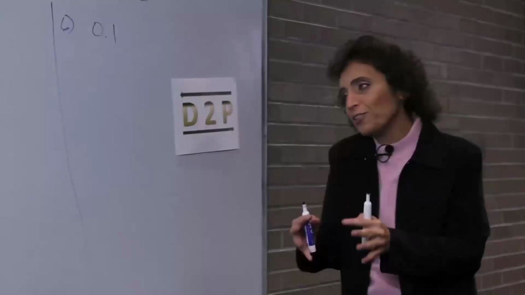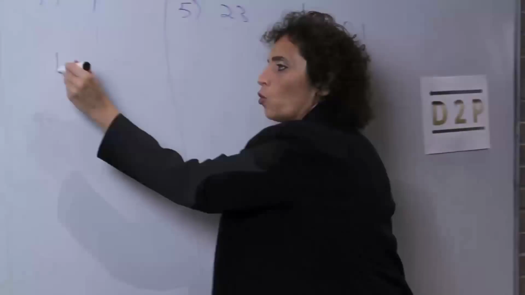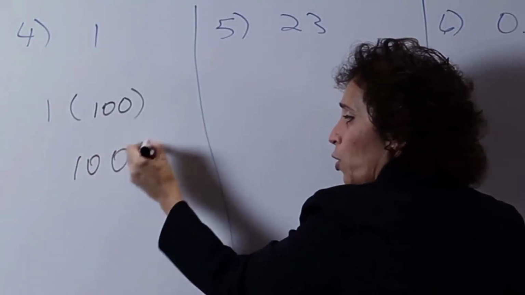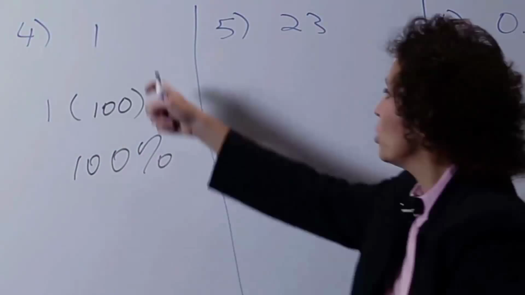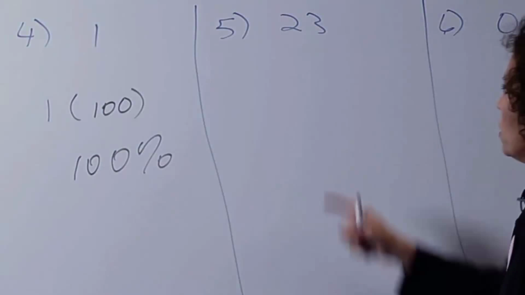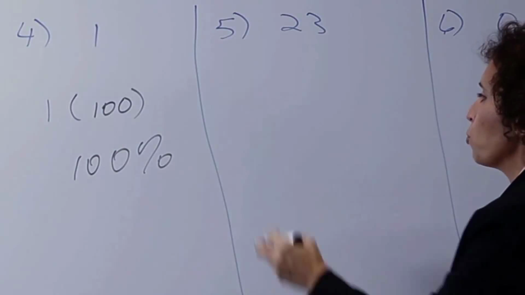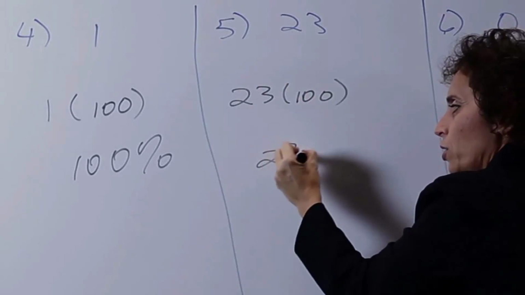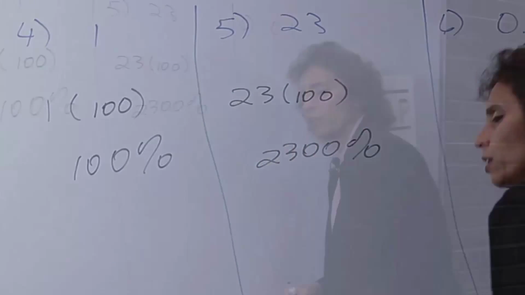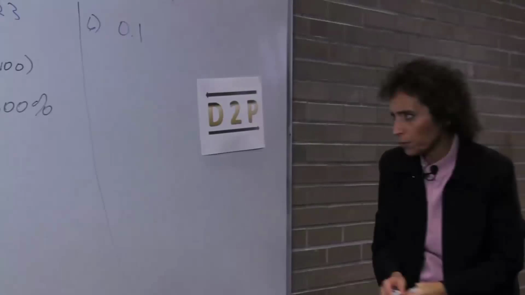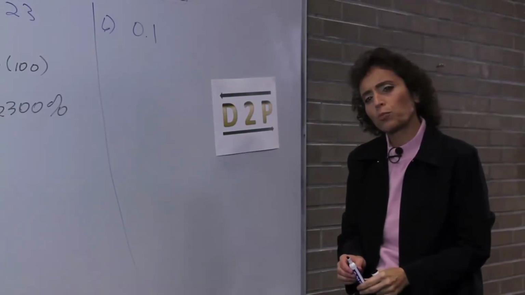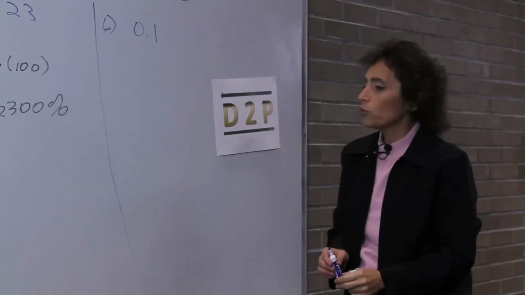All right, let's see how you did. We have 1. 1 times 100 is 100%, but we already knew that because 100% is one whole. Let's take a look at this. 23 times 100. Yes, it's 2,300%. Oh my gosh, awesome. That's how much more money I want to make next year. 2,300% of my salary. Okay, we'll talk about that later.